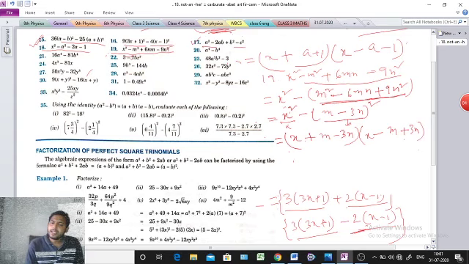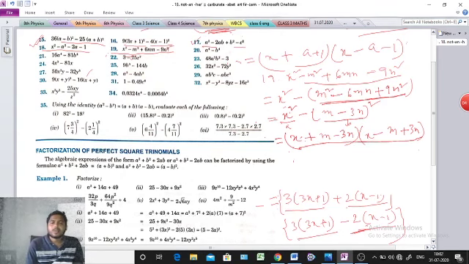This is the answer. Clear or not? Understood, everyone? I hope you understood. Whatever doubt is there, you should inform me, I will help you. But you should inform me and you should practice it. That is the main thing.